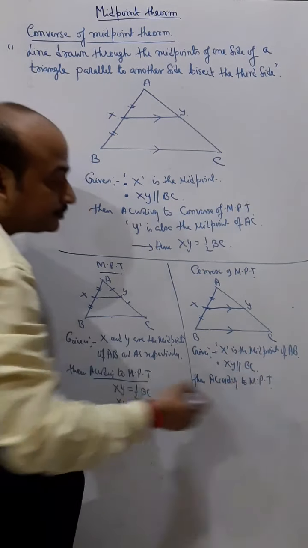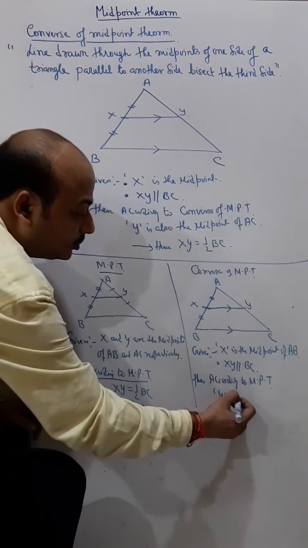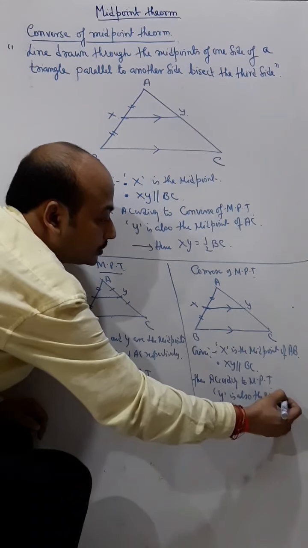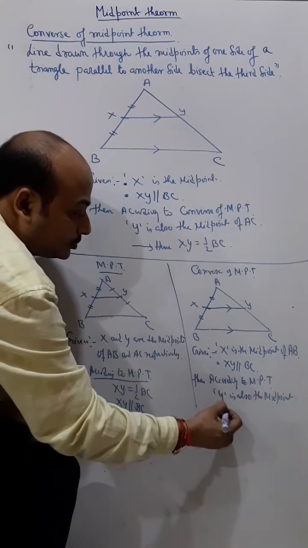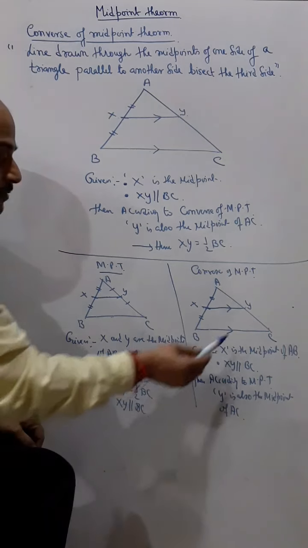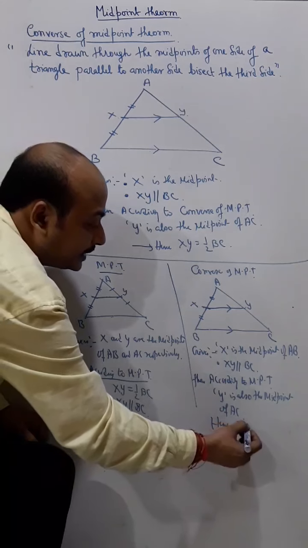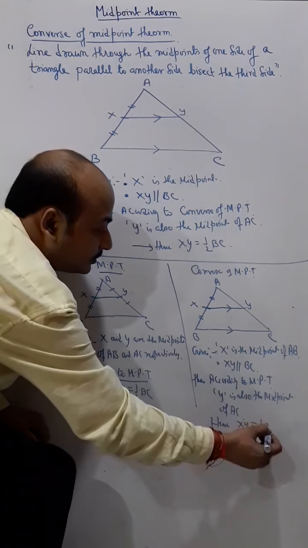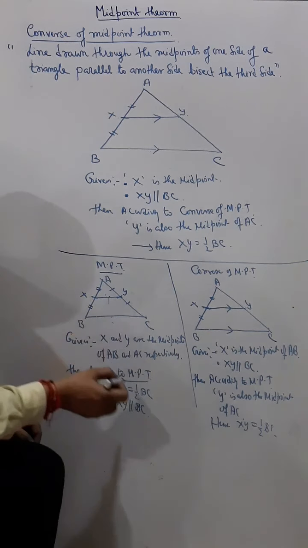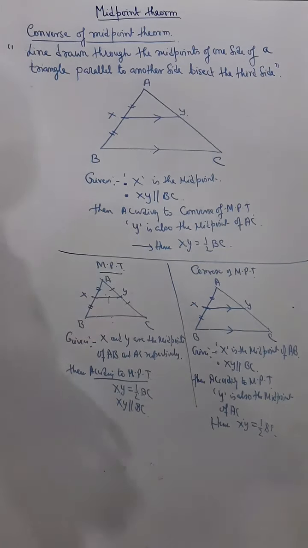And then according to the midpoint theorem, we can say that Y is also the midpoint of AC, and hence we can say that XY is also half of BC, because if it is parallel, right? So this is the midpoint theorem and this is the converse of the midpoint theorem. Okay, understand?